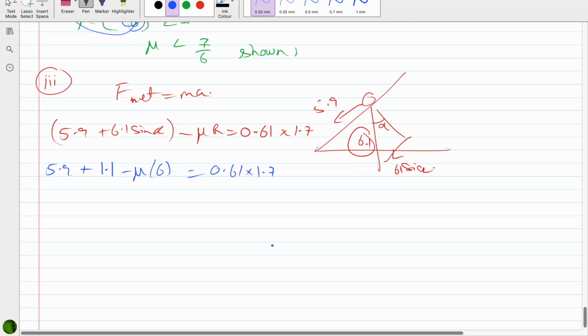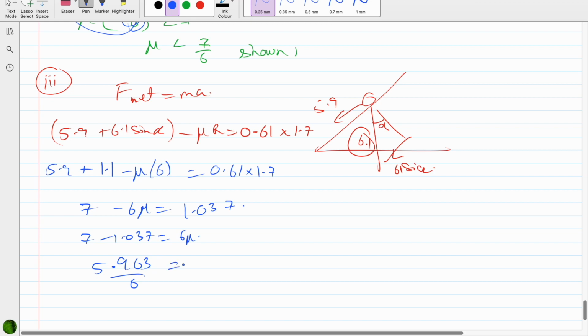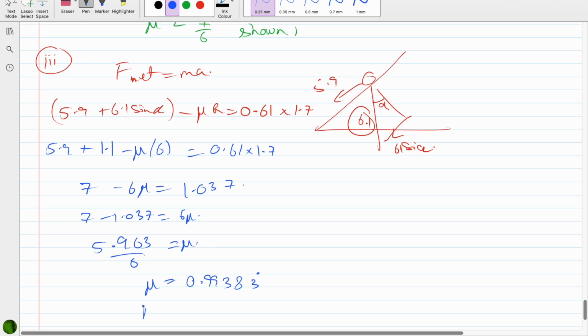So let's simplify for mu. 5.9 plus 1 is 7, minus 6 mu is equal to 0.61 into 1.7, which is 1.037. 7 minus 1.037 is equal to 6 mu. 7 minus the answer is 5.963, over 6 is equal to mu. So mu is equal to 0.9938 recurring. So approximately mu is equal to 0.994.